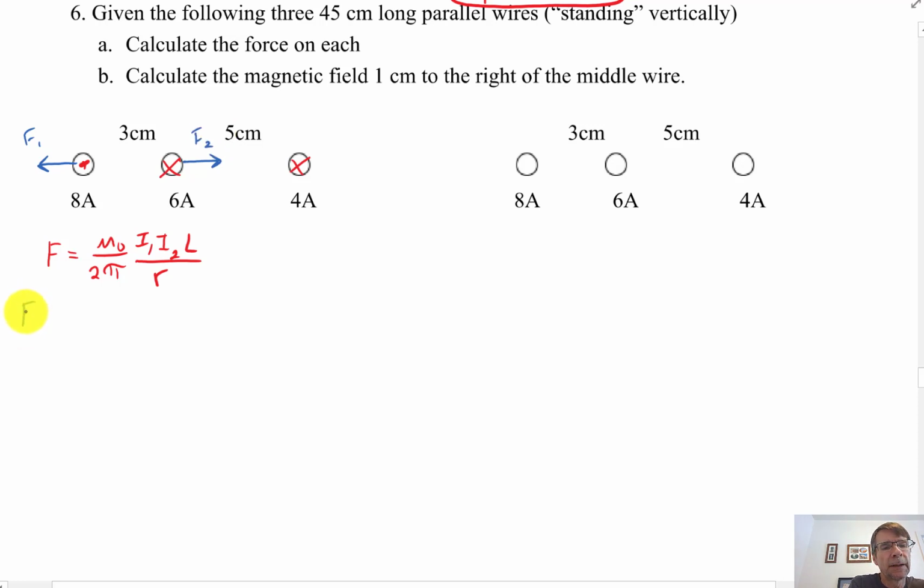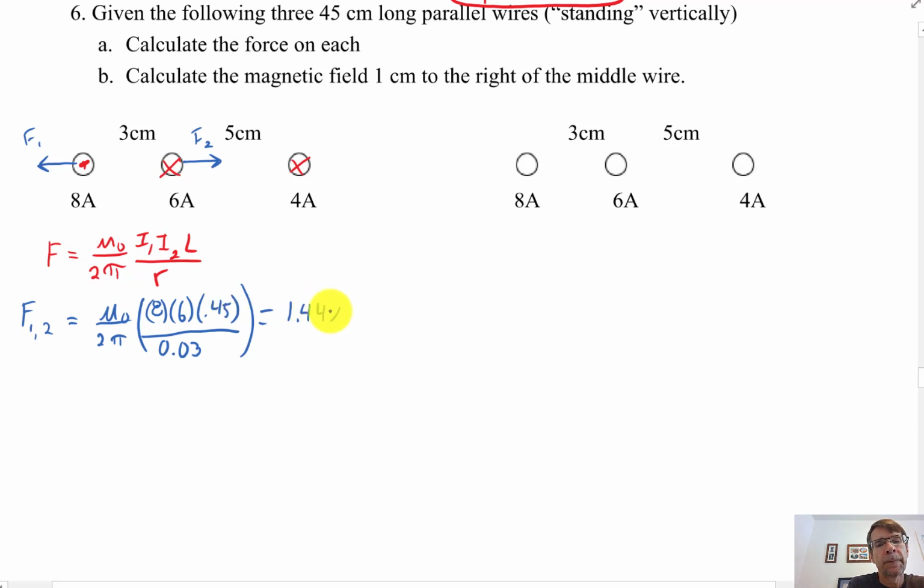But I'm going to call F1 and F2 equals mu 0 over 2 pi times 8 amps times 6 amps times, it says they're 0.45 meters, divided by how far apart they are, 0.03 meters. So if you do all the math there, you get a force of repelling of 1.44 times 10 to the negative fourth newtons repelling. But I have the repelling in the diagram.